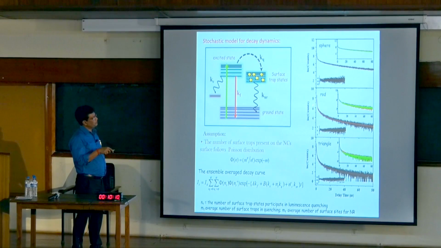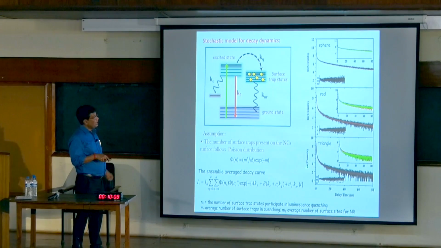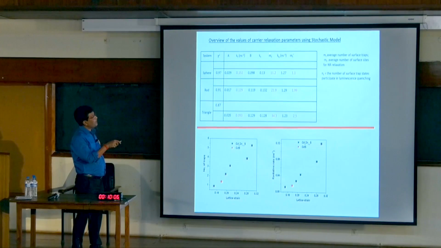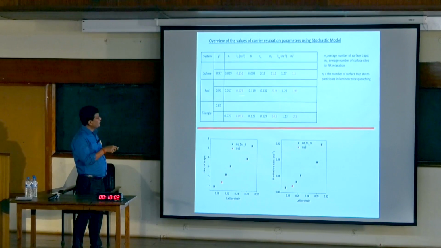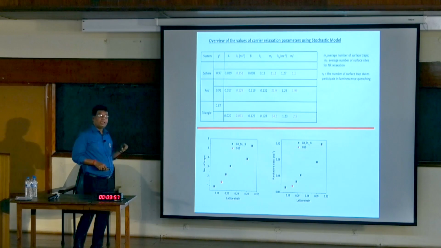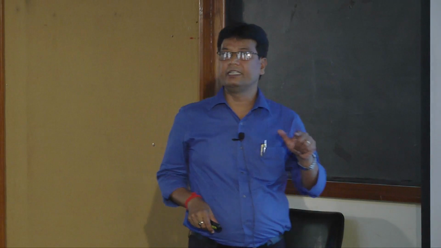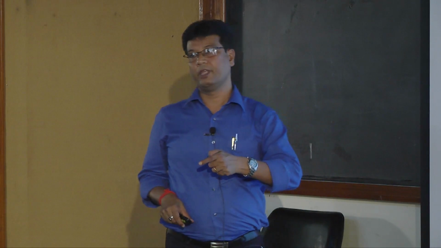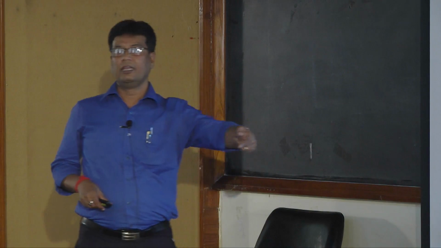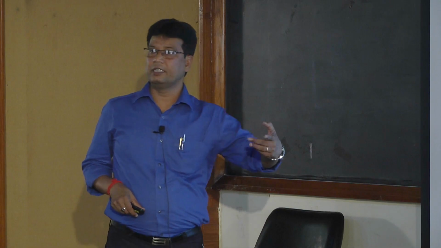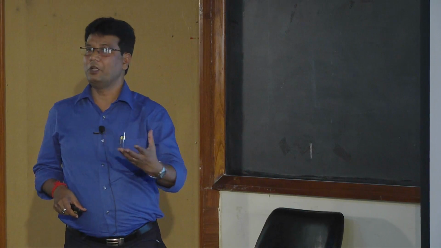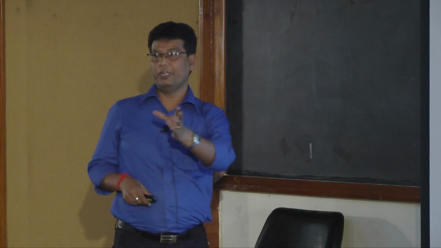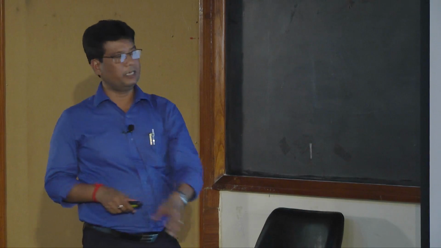This is for spherical, this is for rod, and this is for triangle, and we calculate the number of trap states here. In case of spherical, it is 11.2. In case of rod, 21 or 22. In case of triangle, 34. That means the number of trap states increases from spherical to non-spherical, and that will enhance the non-radiative process. That's why your quantum yield is very low in the non-spherical case compared to spherical.